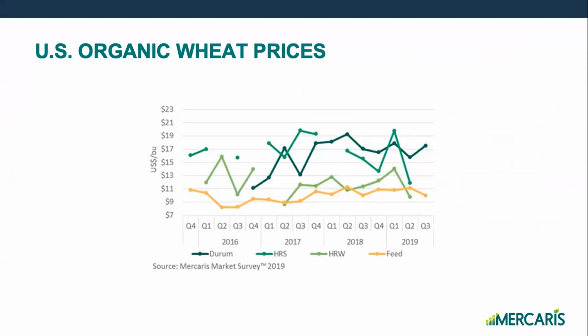Now, addressing some of the organic wheat prices, feed wheat prices averaged about $8.99 per bushel in December. It lost about $1.10 per bushel from the previous month, and roughly $2 per bushel from the prior year.